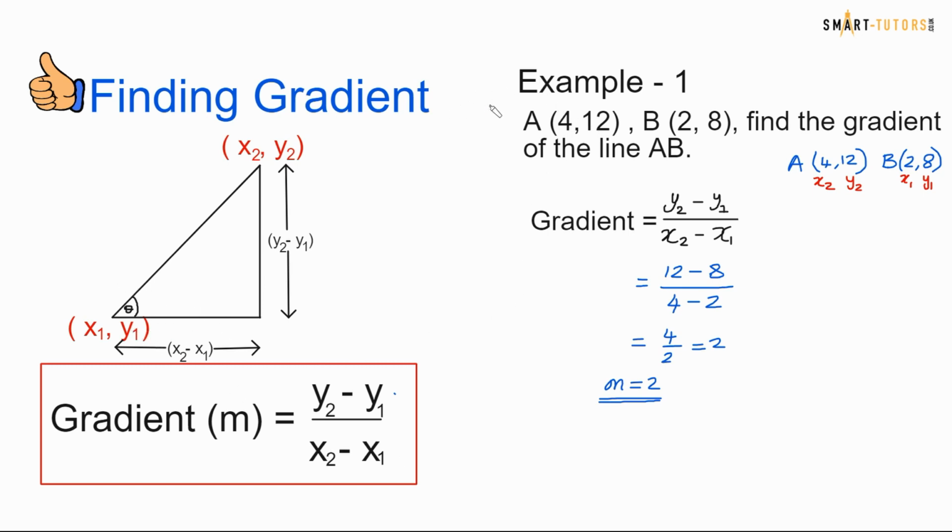Let's look at example 1. A is (4, 12), B is (2, 8). Find the gradient of the line AB. If you use the equation gradient equals y2 minus y1 over x2 minus x1, 12 minus 8 divided by 4 minus 2. So 4 divided by 2 is 2. So the gradient is 2.